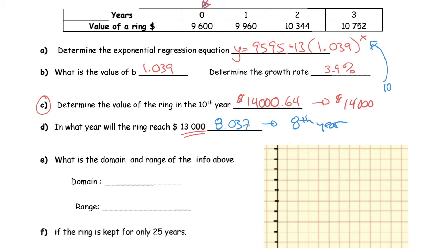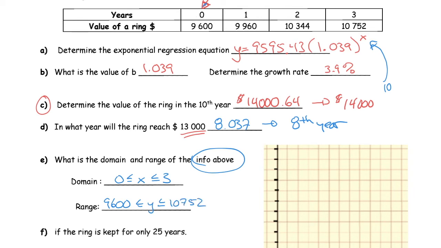The expectation here is not that you're being overly critical about this, okay? This is mostly just a knowledge thing. So if you were looking at the information above here, our domain is going to go from 0 out to 3. Data starts at 0, ends at 3. That's what we're seeing in that table here. The range, our y value here, starts at 9,600, and it goes up to 10,752.